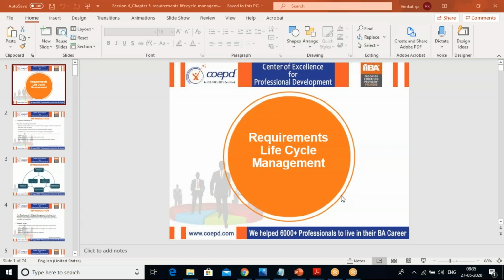Okay. Requirements lifecycle management knowledge area we are going to discuss now. Before we plunge into this knowledge area, let us try to understand about requirement, how it is actually defined by IIBA.